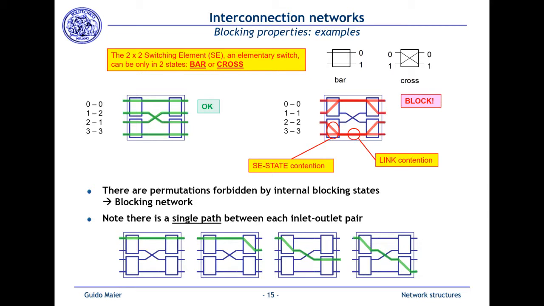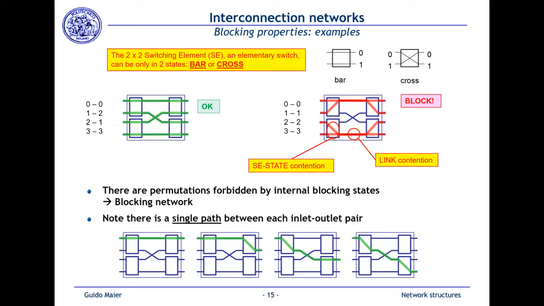So we have to change the architecture, and for now take it as proved, and we will see that there is a formal proof for this. The solution, one of the most efficient solutions that we may adopt in order to make this network strictly non-blocking is this one. So here we still have the four inlets and the four outlets.